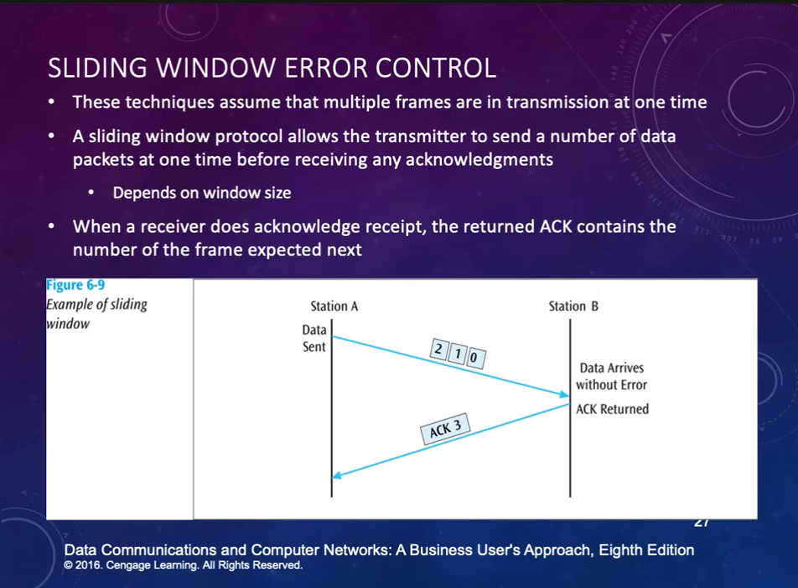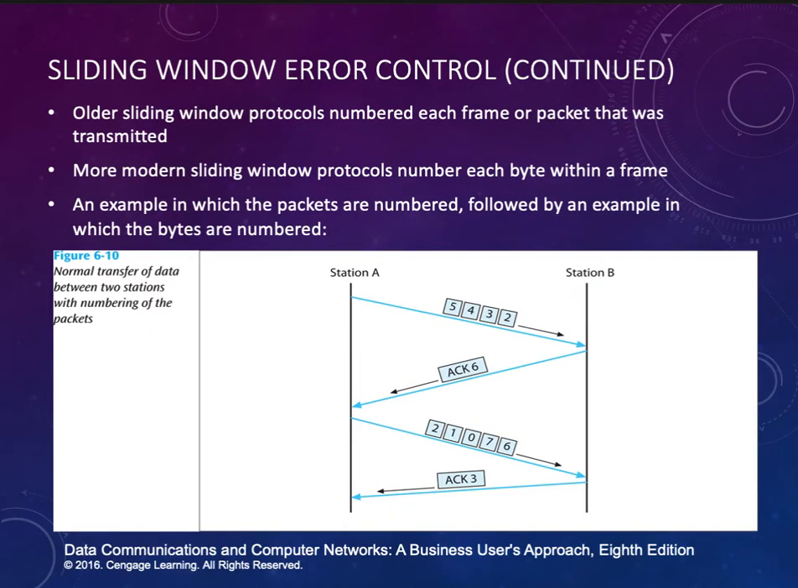Next, we have sliding window error control. This technique assumes that multiple frames are transmitted at one time. It depends on the window size. In this case, there are 3 packets being sent, so they acknowledge 3 here. Next slide, this is basically the older sliding window, station A to station B.